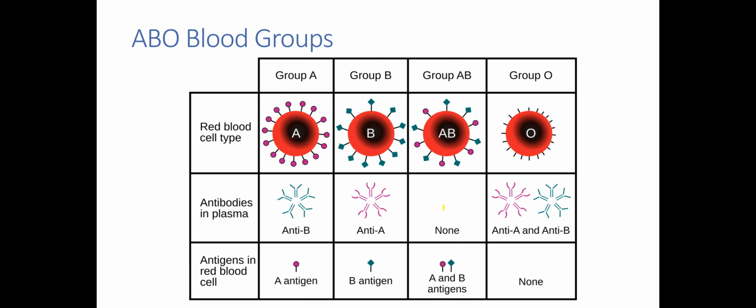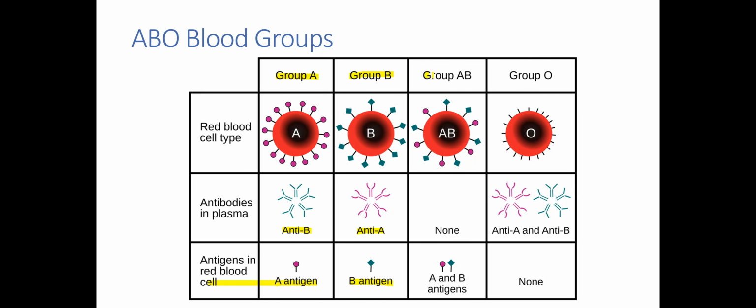And so that is going to relate to what antibodies are produced. So you produce antibodies to what you don't have, okay? So if you're type A, you have the A antigen, but you would produce antibodies to what you don't have, so antibodies to B. If you're type B, you have the B antigen, and you would produce antibodies to A, because you would not recognize those.